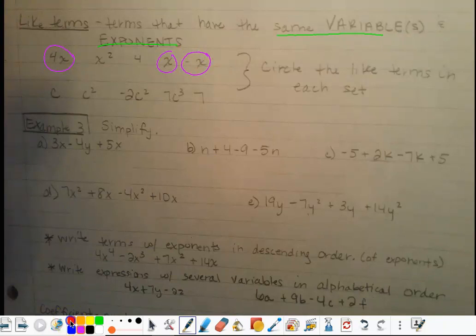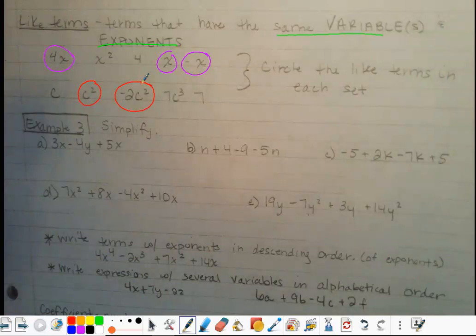All right, with the next set, we have c squared, negative 2c squared, 7c cubed, and just 7. So they have to have the same variable, so in this case it's c, and the same exponent. In this case, the exponent is a c squared. So c squared and negative 2c squared are like terms. Okay, hopefully that helps. Because now example 3 we're going to jump into is to simplify. And yes, I know these examples are not in order. It's because I'm combining them out of your notes to make them shorter.